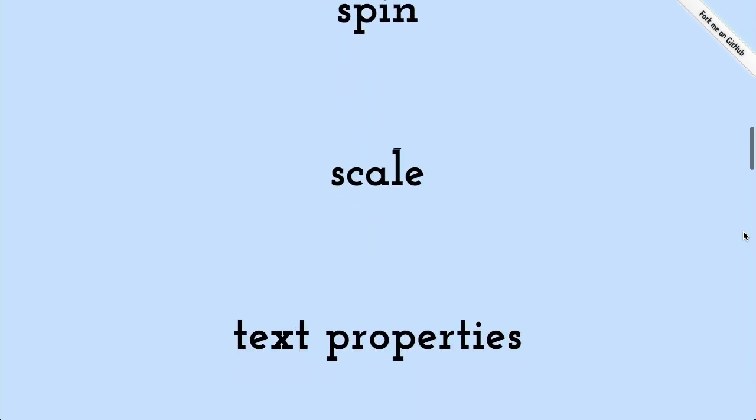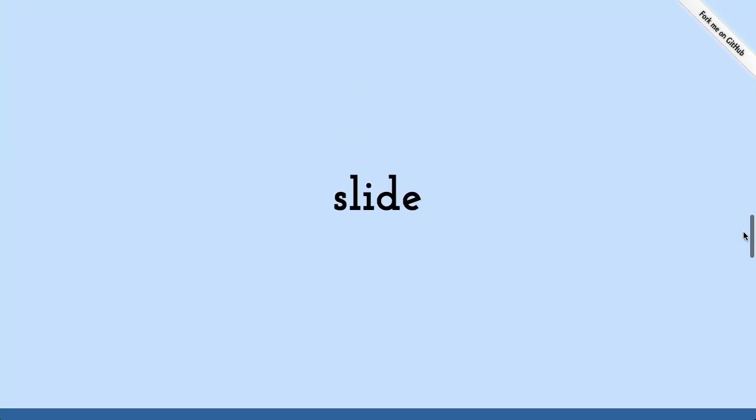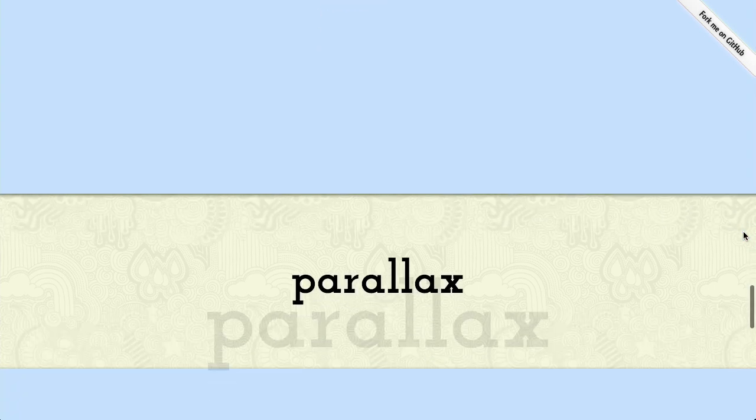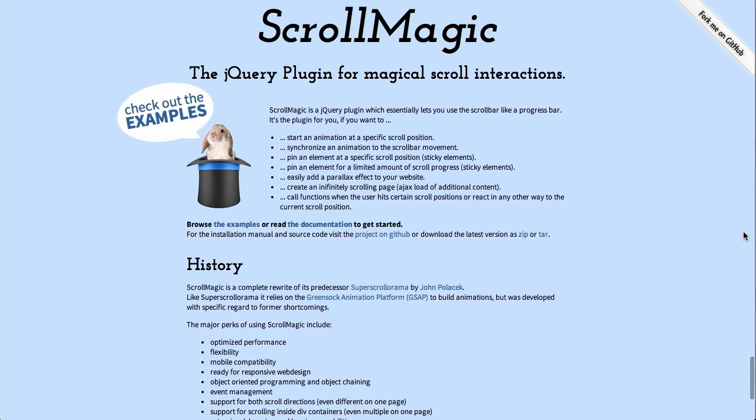Check this out. We can fade, we can move, we can spin, scale, adjust text properties, pin if you want to, don't have to. Look at this, just a ton of different possible options for parallax scrolling on your site. And we're seeing a lot more sites use parallax effects these days. So here is ScrollMagic.